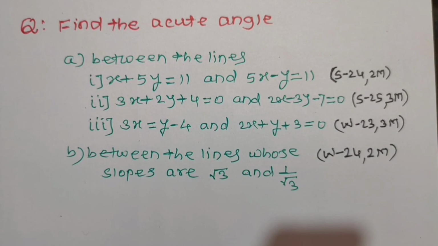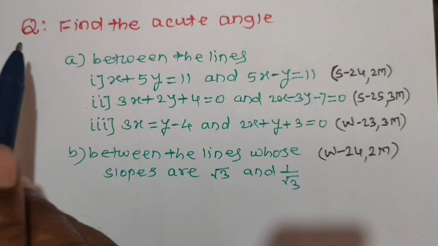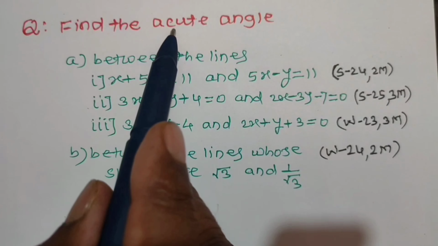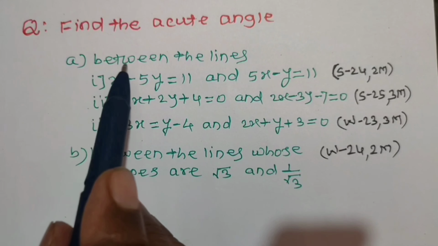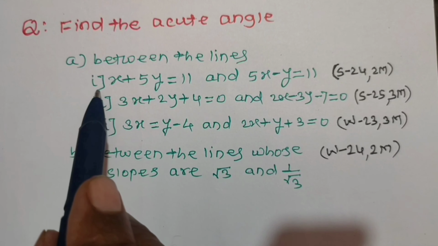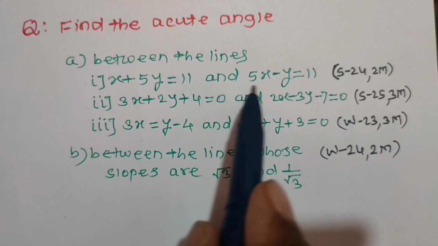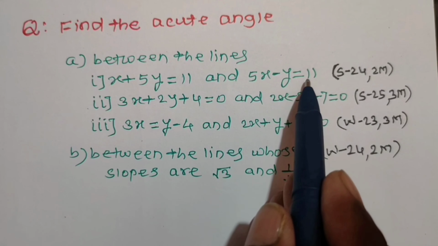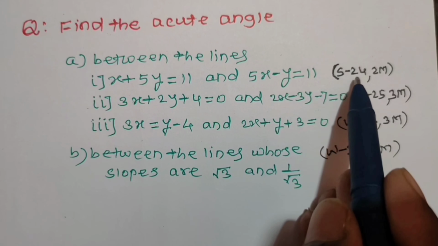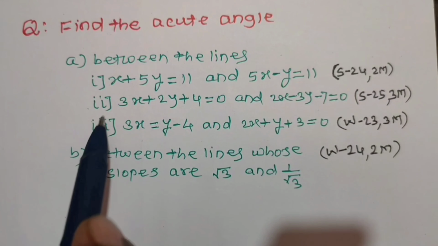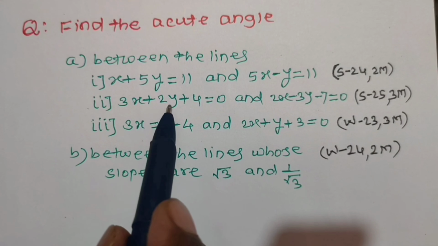Hello everyone. Today we are going to solve problems on acute angle between two straight lines, when equations of the straight lines are given or when slopes of the straight lines are given. So we are considering two types. Type number A, in which equations of two straight lines are given.